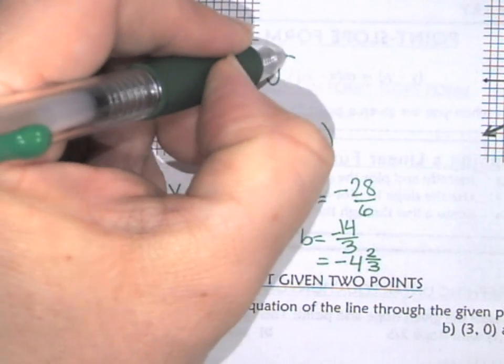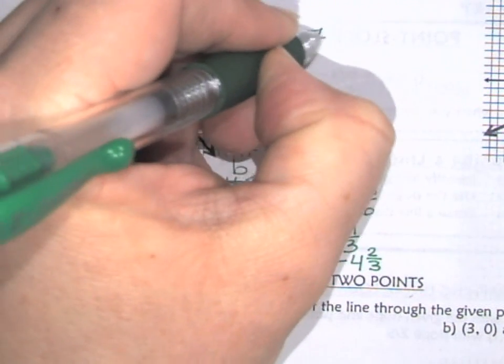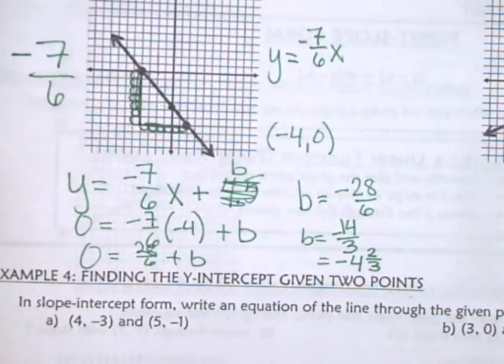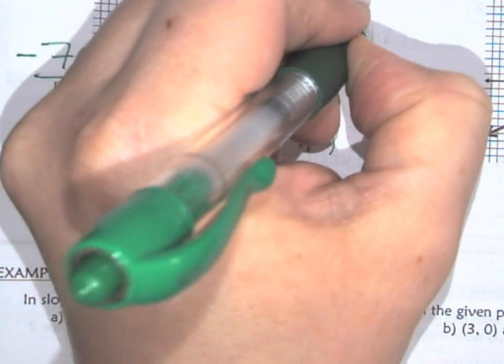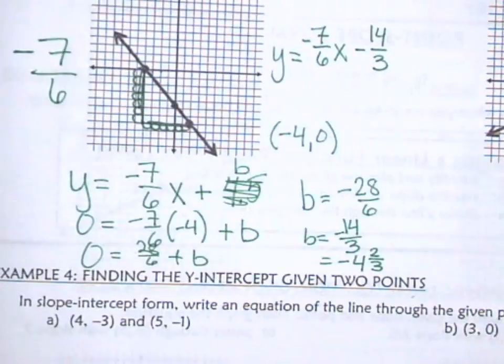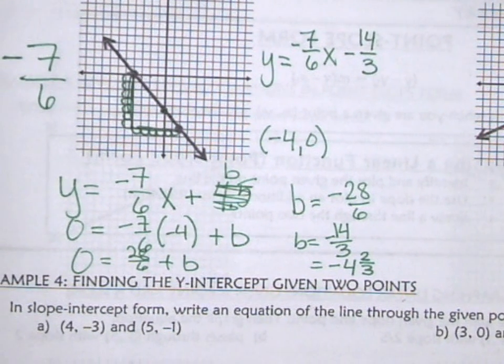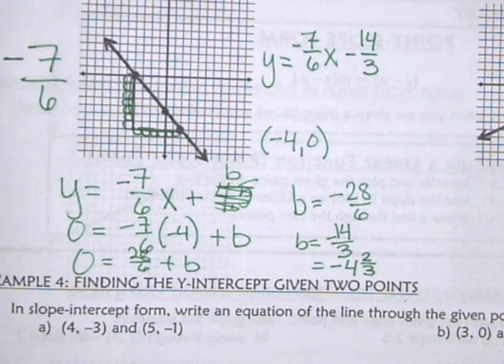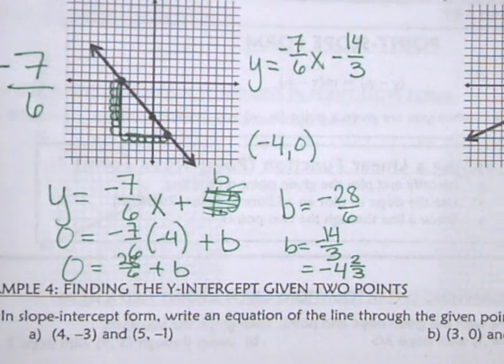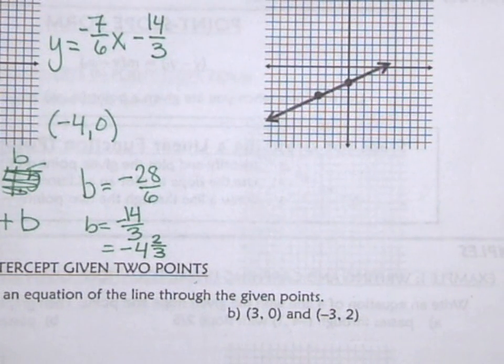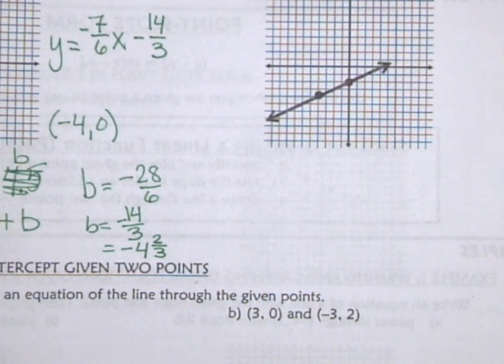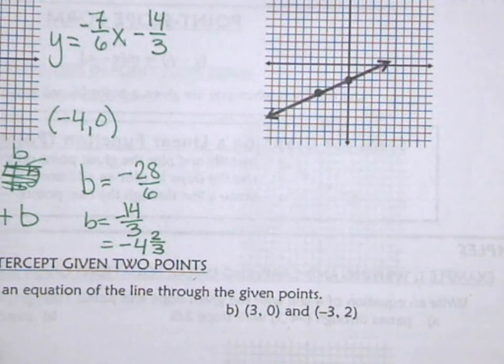So my final equation is y is equal to negative 7/6x minus 14/3. You can leave it as a mixed number for your final, or an improper fraction for your final answer. All right, let's look at example 2. This one's a little more straightforward because my intercept is actually an integer, so that will be very nice.